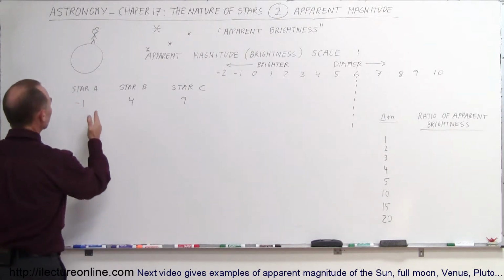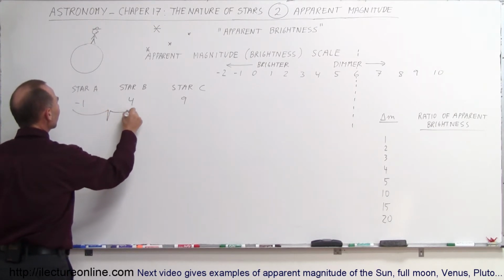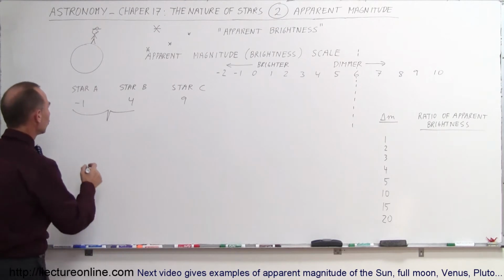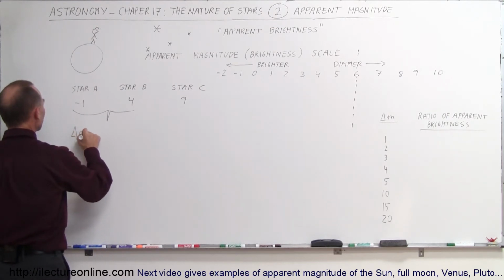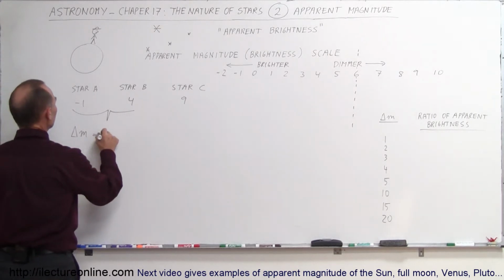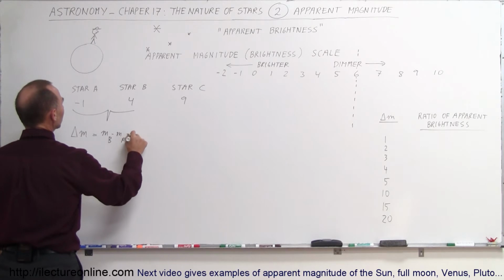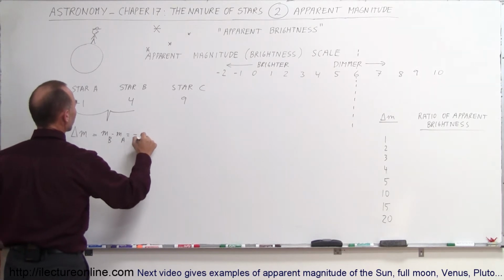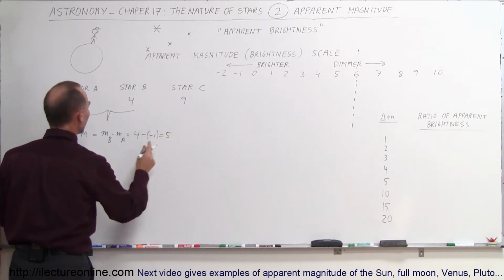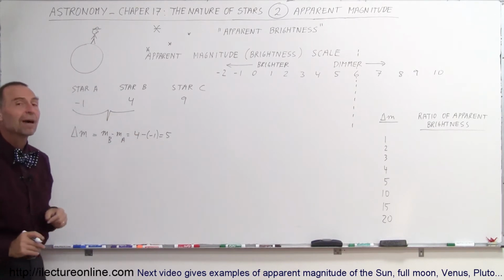Well, to indicate how much brighter star A is compared to star B, the first thing we need to do is find the difference between the two magnitudes. So we can say that the difference between the magnitudes, and this triangle here means difference, it's a delta symbol, is equal to the magnitude of B minus the magnitude of A. So that's equal to 4 minus a -1, which is equal to 5. So the difference in magnitudes here between star A and star B is 5 magnitudes.